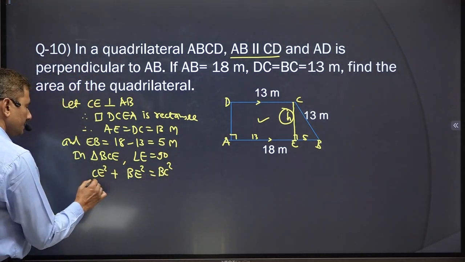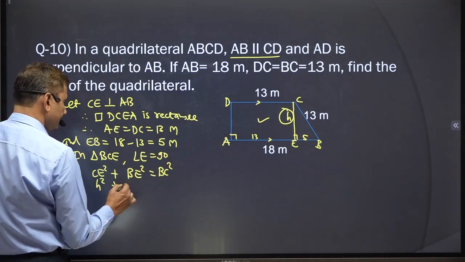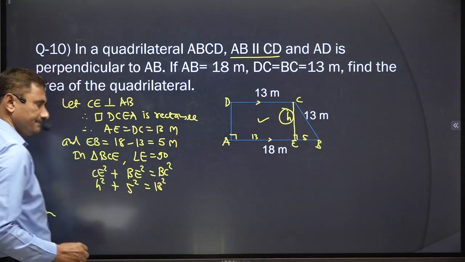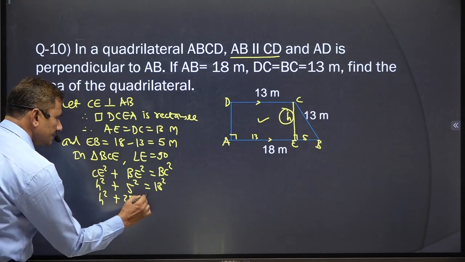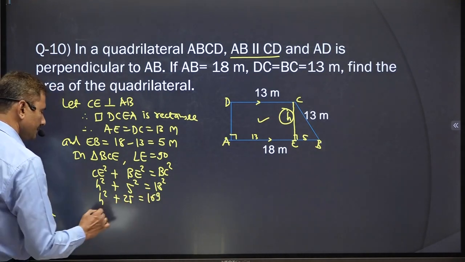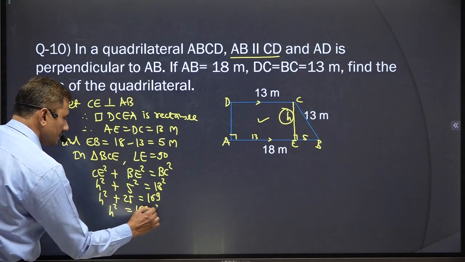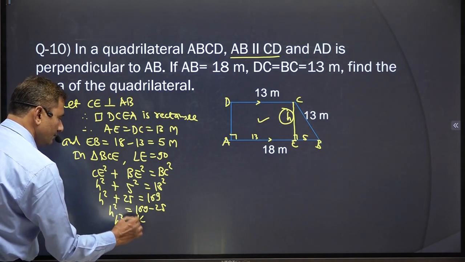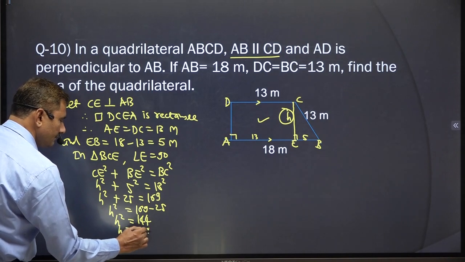Okay, this is the altitude itself. B we found here is 5. So 5 square plus h square is equal to 13 square, so it is h square plus 25 is equal to 169. So h square equals 169 minus 25, so h square equals 144. So the altitude h equals 12 meter.